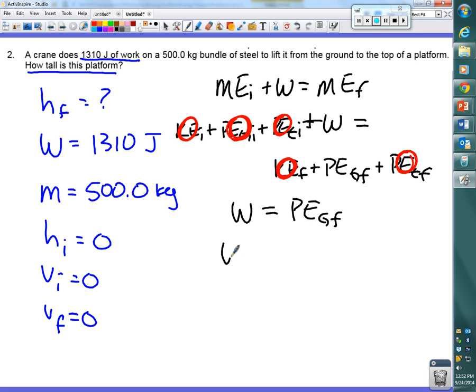But we know that we can expand the potential energy out, right? Because we know that potential energy gravity is equal to mgh, right? And if it's the final gravitational potential energy, which height do we want? Final height. Okay. And then we can rearrange that equation to look like this.